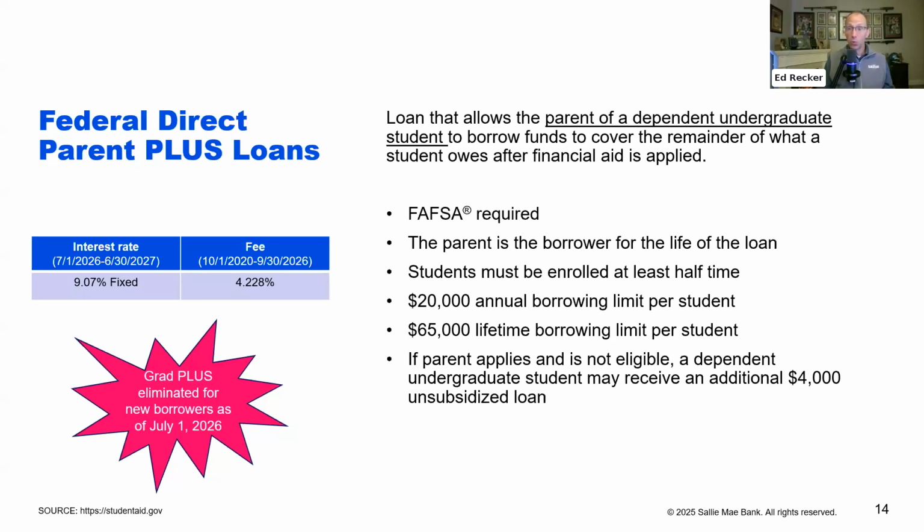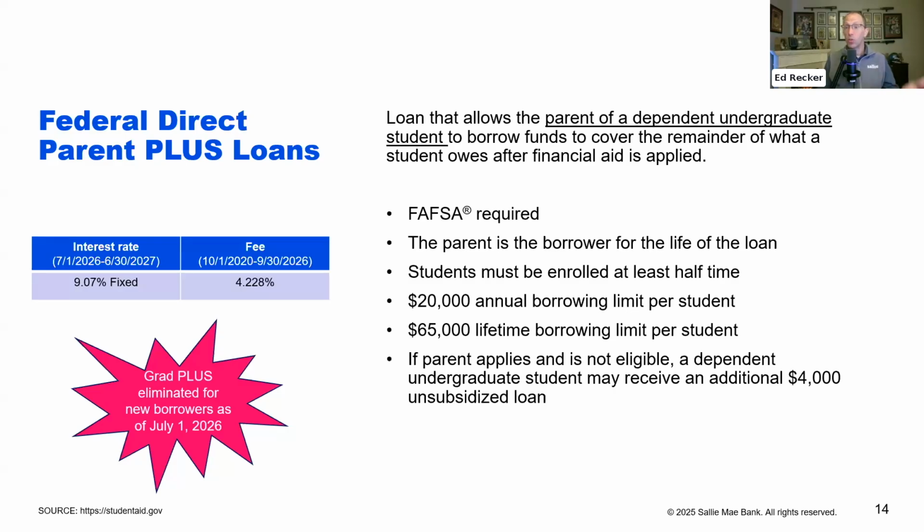The student must be enrolled at least half time. And again, I alluded to the caps. There are caps on this as well. Previously you could borrow up to however much you needed. Starting July 1st, the maximum amount a parent can borrow is $20,000 annually per student, and then $65,000 for the lifetime of that student. So that's going to potentially leave some gaps there.